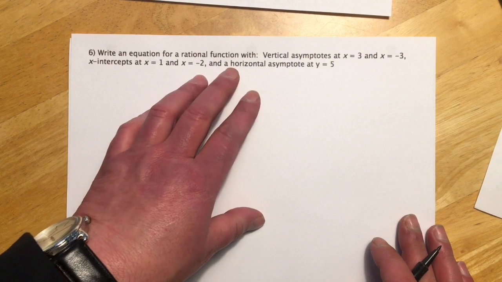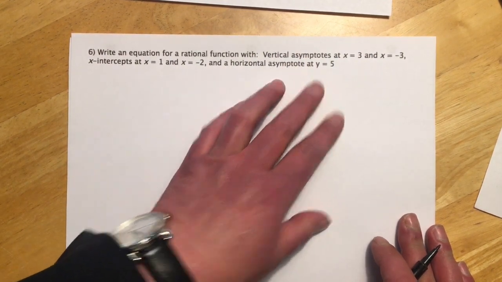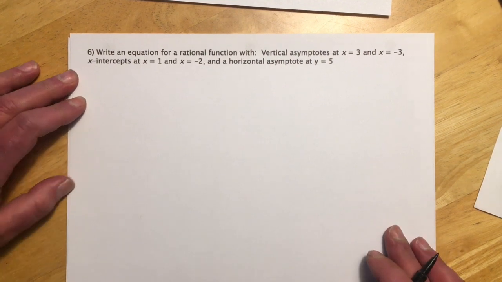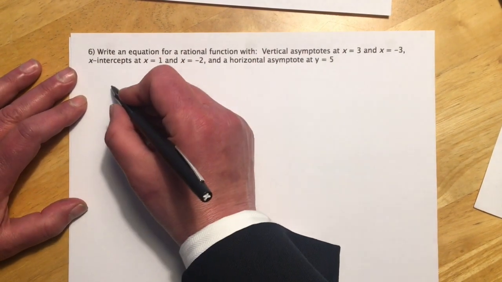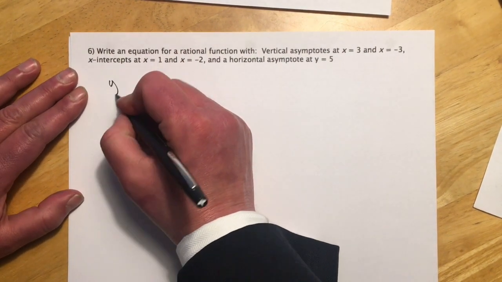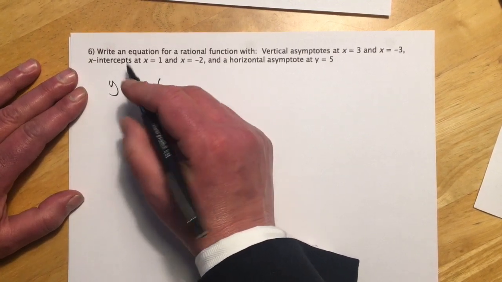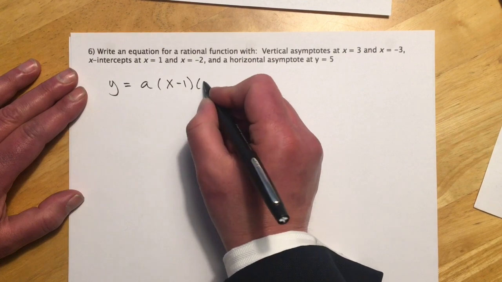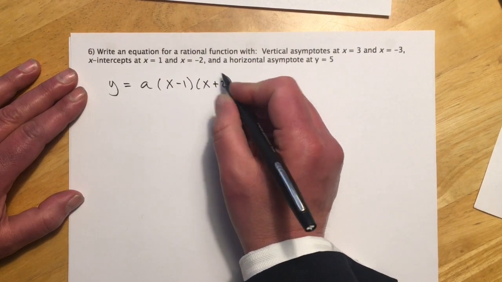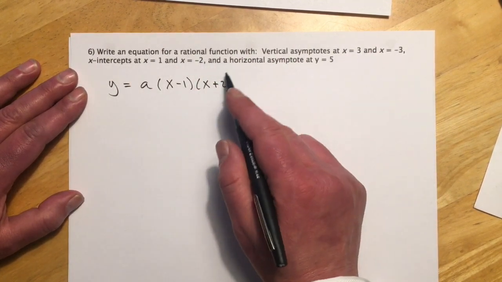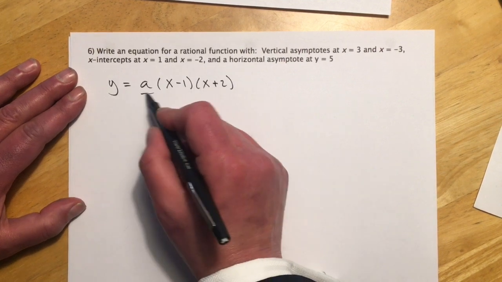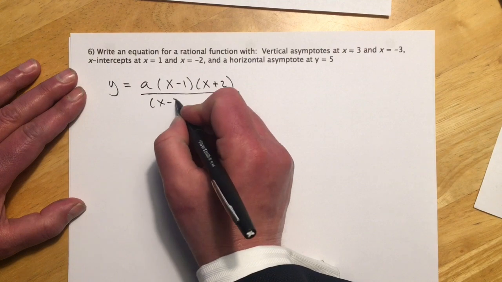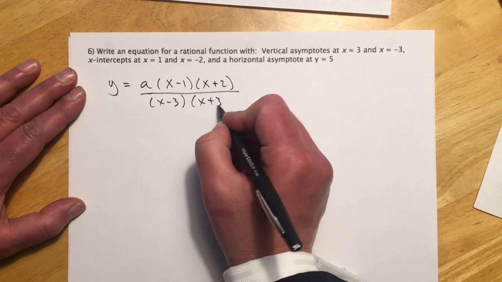Same basic thing, but now instead of a y-intercept, we're given a horizontal asymptote, which is actually totally better, and I'll show you how come in just a second as we get to that spot. So this is going to be y equals a. My x-intercepts are at 1 and -2, so x minus 1, x plus 2. And they're not saying multiplicity 2 or anything, so I just know they're to the first. And my verticals are 3 and -3, so I'll have an x minus 3 and an x plus 3.